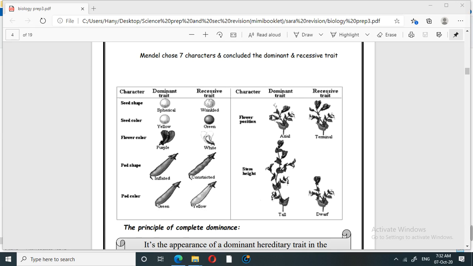Flower position: the axial or lateral, which comes from the side, dominates over the terminal, which comes at the end. And the stem height: the tall stem dominates over the dwarf or the short stem. What's meant by dominant character? This means that if we make a cross-pollination between the pea plant which carries the spherical seed with one that carries the wrinkled seed, the spherical seed will appear in the first generation by 100%, and if we make a cross-pollination between the seeds that resulted from the first generation, we will find that the second generation will be 3 to 1, or 75% spherical to 25% wrinkled.